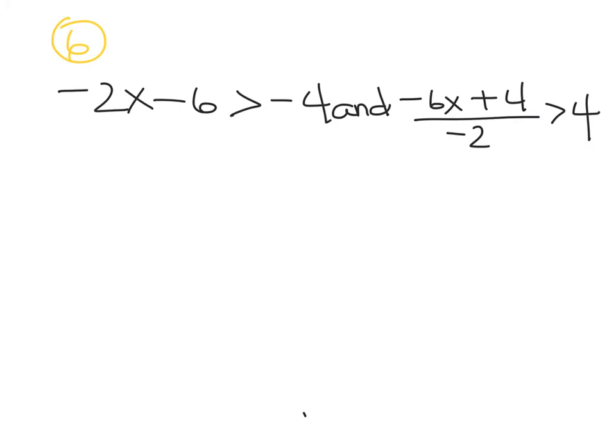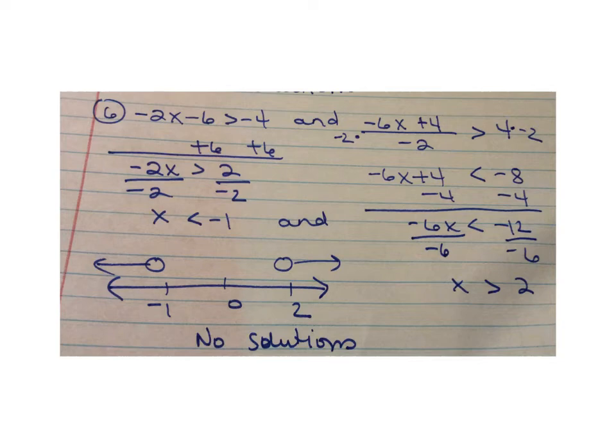Alright, here's problem number 6. Again, solve it and graph it. When you're done, start the video again so I can go over my answer. Here's the answer to number 6. I had to flip the sign right here because I divided both sides by a negative 2. Got x is less than negative 1.